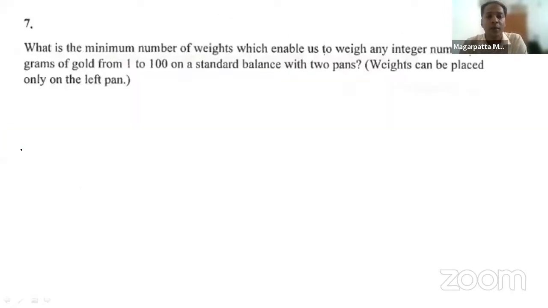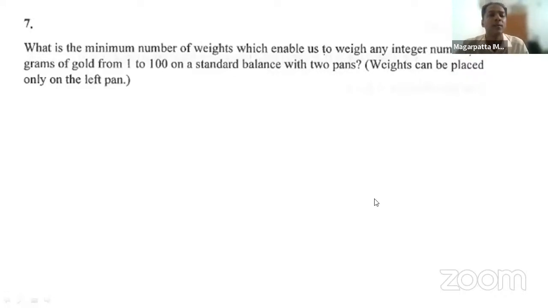What is the minimum number of weights which enables us to weigh any integer number of grams of gold from 1 to 100 on a standard balance with 2 pans, and weights can be placed only on the left pan? Now guys, this is a typical question. If you know this, you wouldn't even waste time on it. You'll easily get the answer. If you don't know the trick, or if you start thinking, it will take you some time to come to the answer.